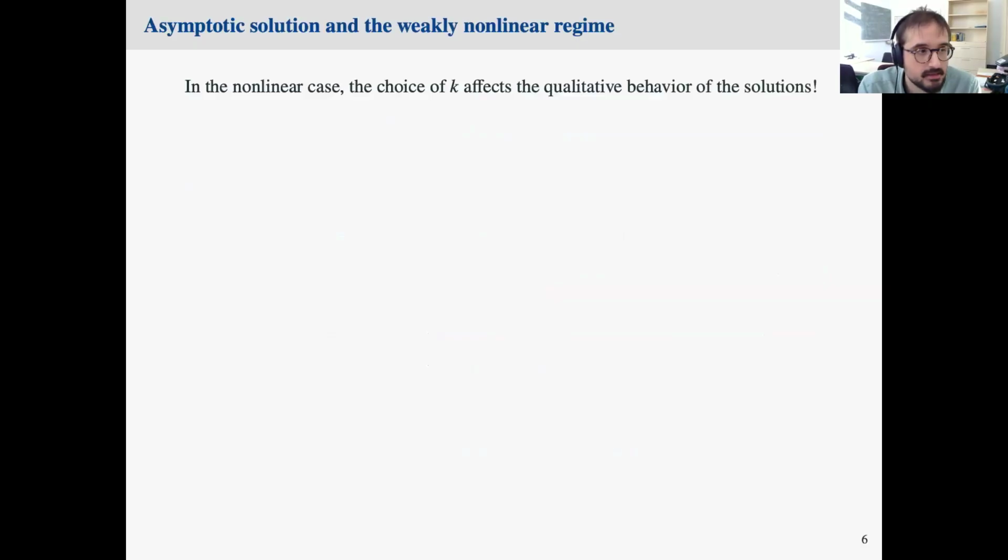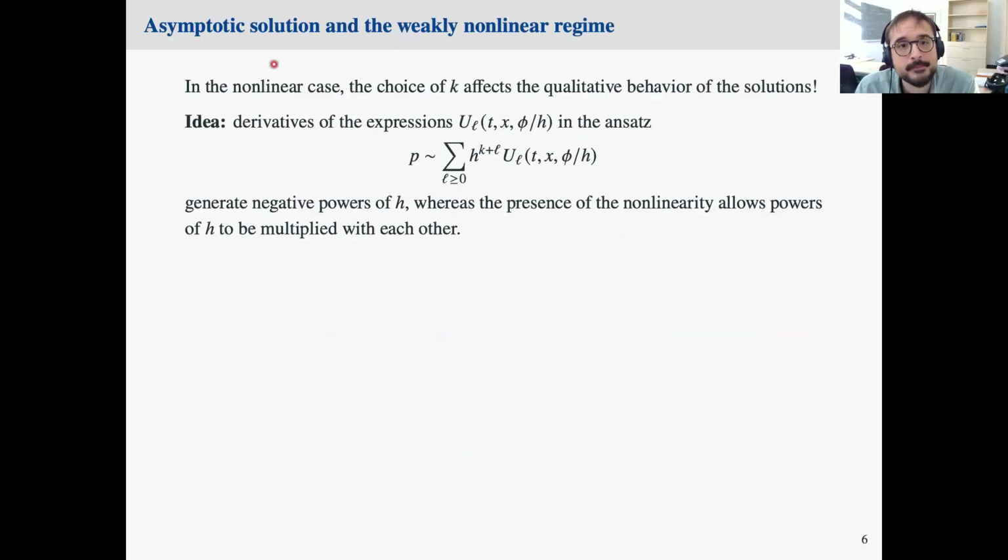Now, in the nonlinear case, the choice of k actually affects the qualitative behavior of the solutions. So if you look at the derivatives of the expressions u_l in this ansatz that we had before, when you hit this object with derivatives, then you obtain negative powers of h, which is also a feature of the linear case. But then if you have a nonlinearity, powers of h can be multiplied together, and so this actually changes the behavior.